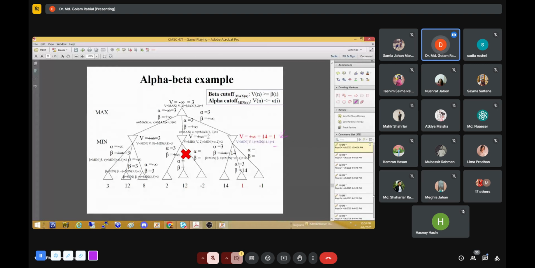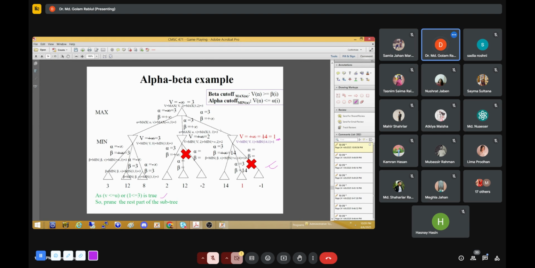And after that, we again try to apply the cutoff. Which cutoff? Here is the minimization node, so we have to apply the alpha cutoff. Alpha cutoff means V of n, which is 1. Whether this one is less than or equal to alpha or not. So alpha is 3. So 1 is less than or equal to 3, this is true. Okay, so that means we can apply the prune. So this is the pruning. We need not explore or expand this node. So from here, we get V equal to 1.